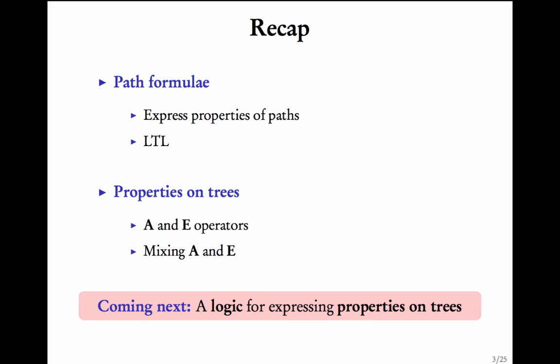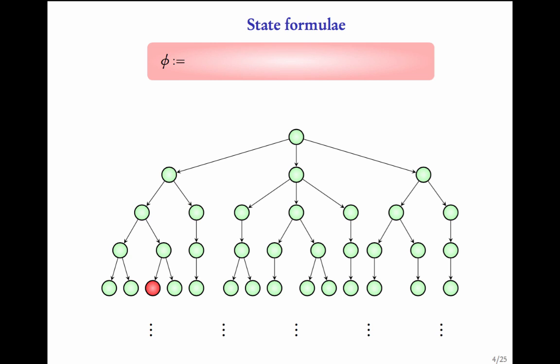We will now define a logic for expressing properties on trees. Look at this tree. Each node in this tree is some state of a transition system and it is labeled with atomic propositions. Consider some state. What are the things that you can say on a state? These are called state formulae.